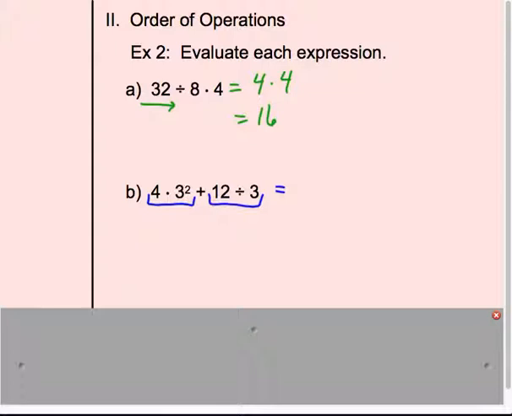In my first term, I've got the exponent, so I have to perform that before the multiplication. And then in my second term, I've got 12 divided by 3. Looking at the expression, my first term, separated by the plus sign, I've got the 4 times 9, so that gives me 36. And 36 plus 4 is 40.